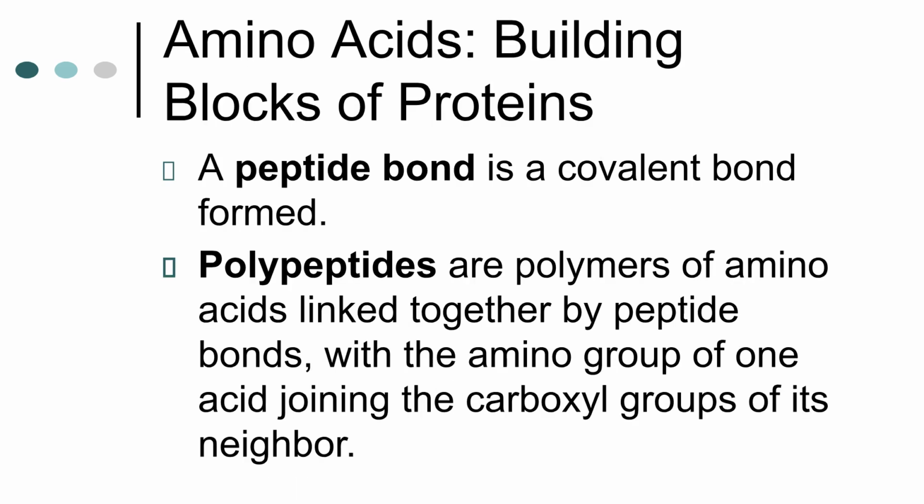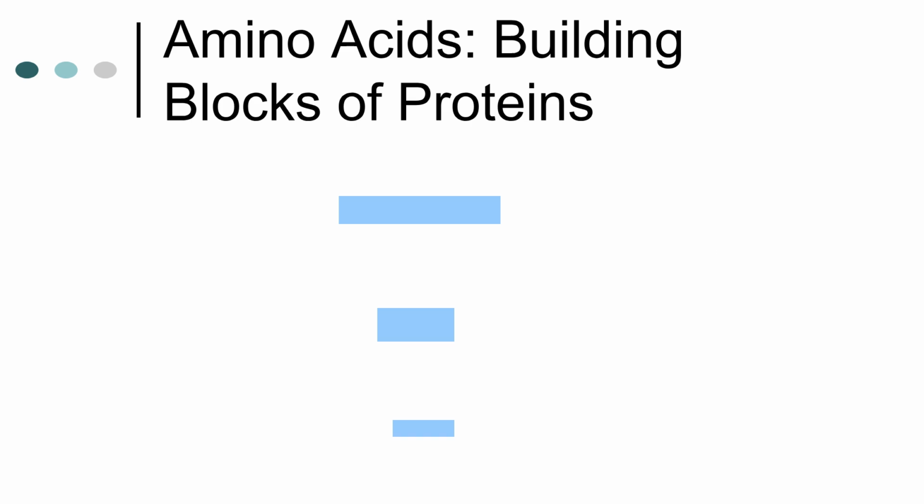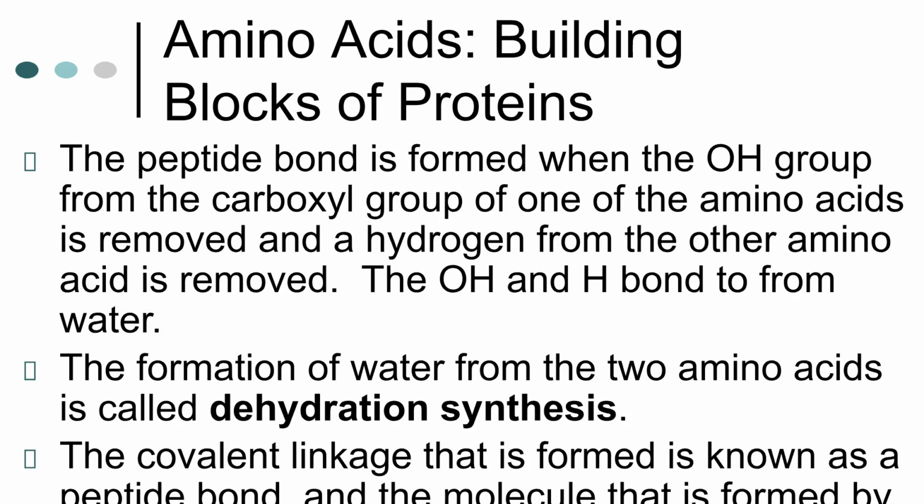Amino acids link together via a covalent bond called a peptide bond. Polypeptides are polymers of amino acids connected by these bonds, forming long chains. This scene shows how amino acids link together to form a polypeptide chain. A peptide bond forms through dehydration synthesis, where a water molecule is removed as the carboxyl group of one amino acid joins the amino group of another. The resulting molecule is a polypeptide.